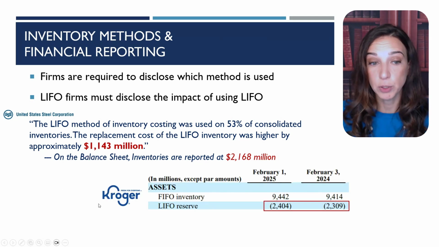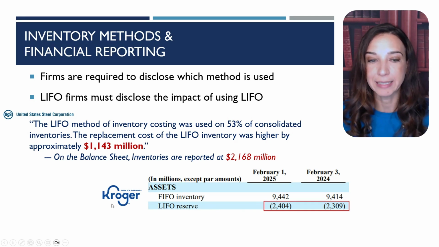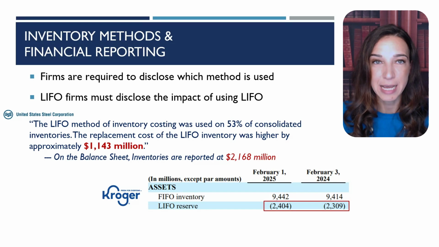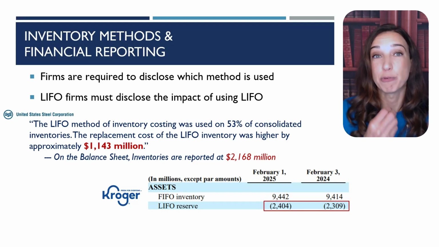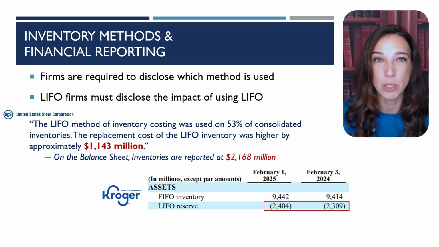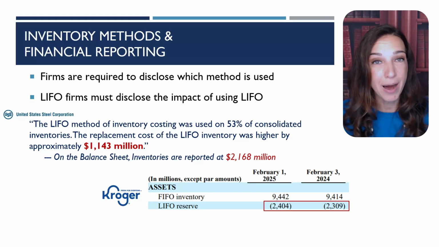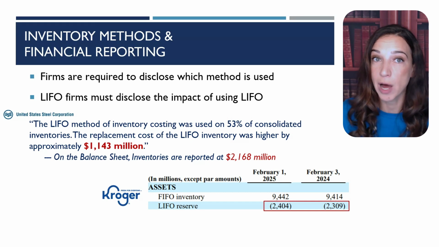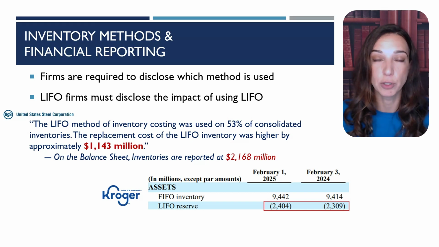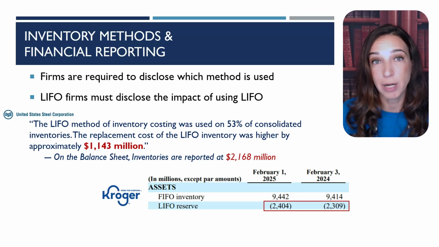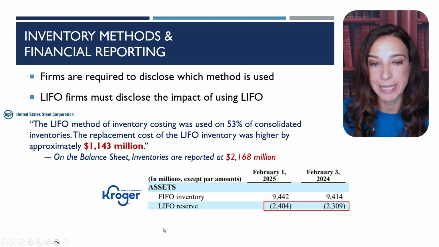Here's another example. Kroger, the supermarket, which I find really funny that they actually use LIFO, because if you think about any company that has the incentive to follow FIFO in terms of their physical goods, of course, it is somebody who deals with highly perishable items like supermarkets. But like we said before, just because you follow physical flow of goods under FIFO doesn't mean that your accounting assumption has to match.